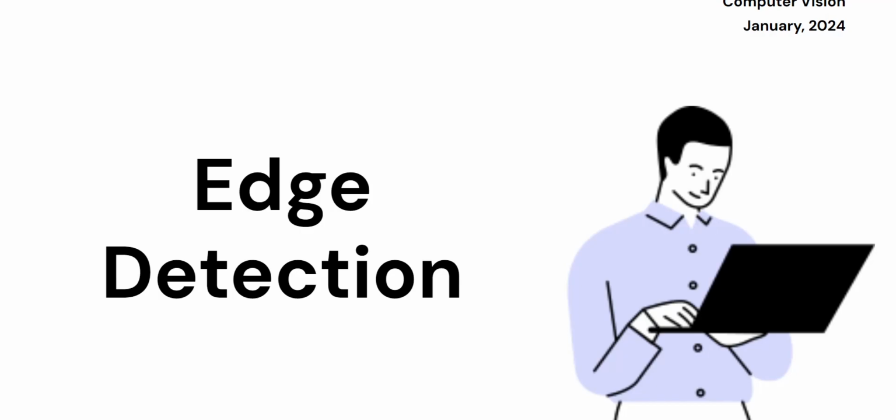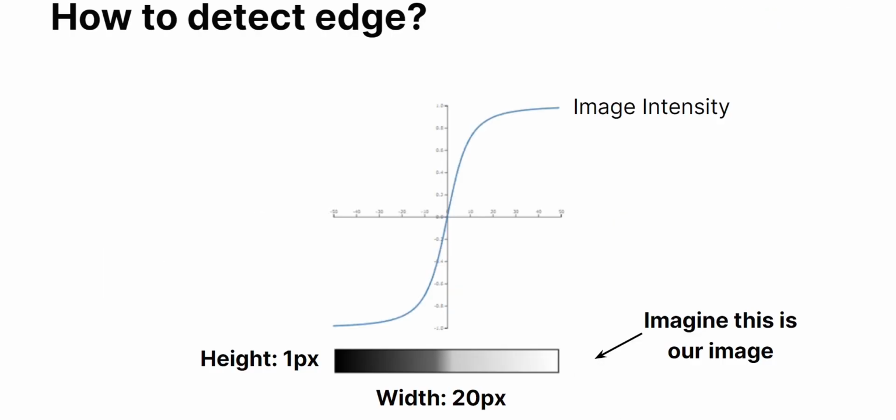So let's create a short video today explaining how edge detection works in image processing. The basic idea is how can we detect an edge. First we want to look at the image on the bottom. Imagine this is a very simple image, where the width is 20 pixels and the height is 1 pixel.